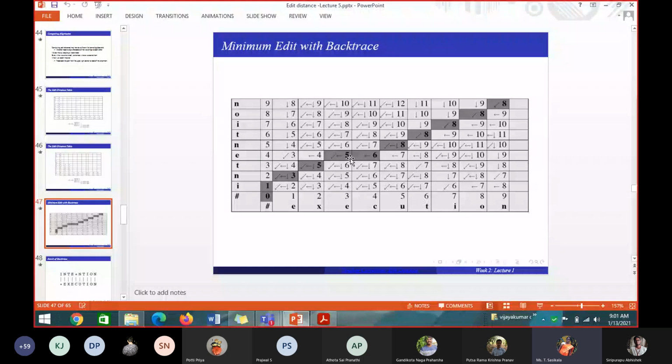How have I arrived at this 5, students? See, on the left side, 4 plus 1 is 5. Down, 6 plus 1 is 7. Diagonal is 5 plus 0 or 5 plus 2? 5 plus 0, because both the characters are the same. So this 5 I have arrived from the diagonal. Here the diagonal is 5 and the down is 7. So among these, the minimum value is the diagonal. One minute, students.